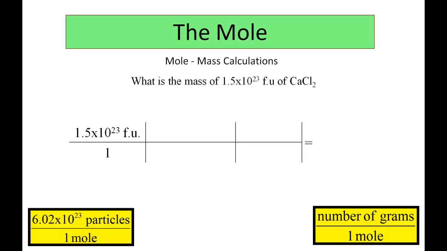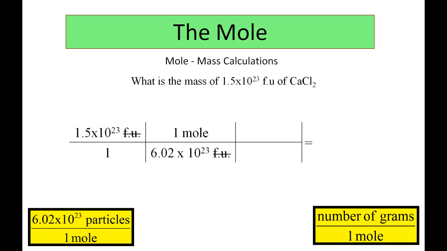A formula unit is a particle. So I'm going to use the equation on the left side. So I say there are 6.02 times 10 to the 23rd formula units per mole. Now you'll notice the formula units have canceled out and we're left with moles. If I was to stop the calculation there, we would have it in moles. But we want to know the mass.